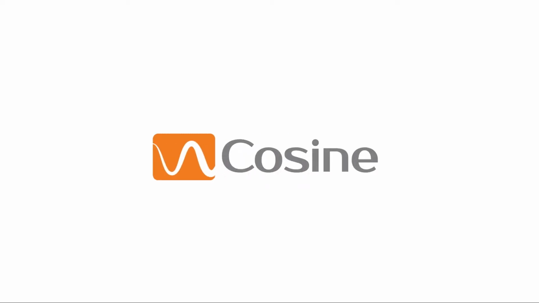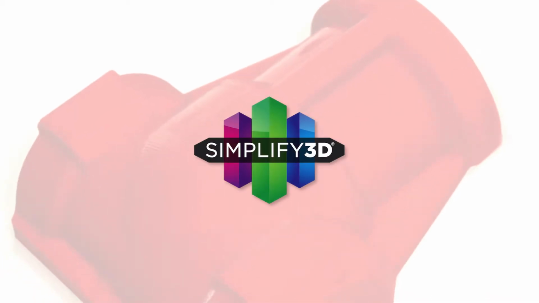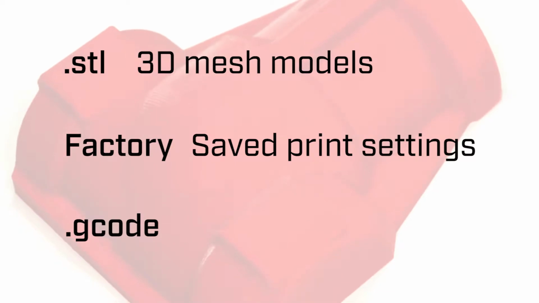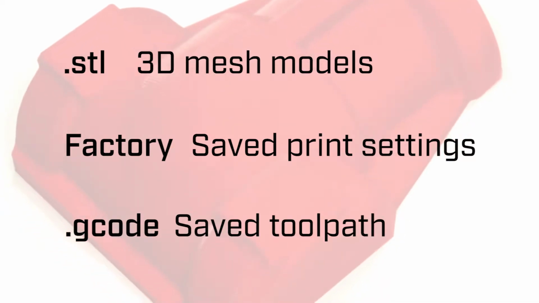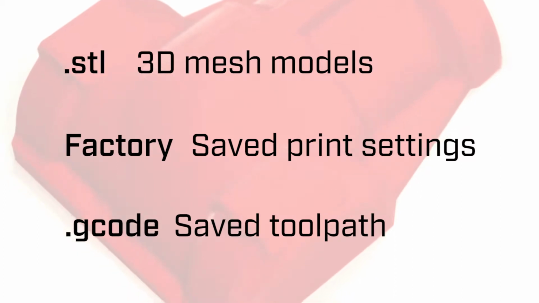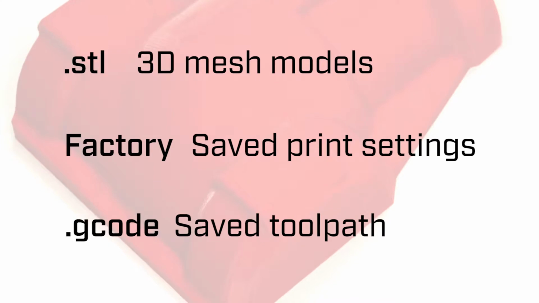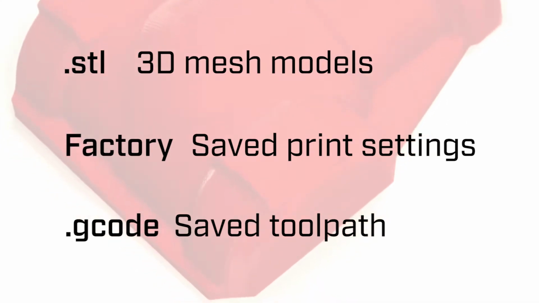Today we'll be giving you a tour of our preferred slicer program, Simplify 3D. The three file types that we use for 3D printing are STL, Factory, and G-code files. STL files are 3D mesh models, Factory files are where print settings are saved, and G-code files are where the tool path is saved. We will provide some print profiles for different materials with the purchase of a machine, which are good general slicer settings to start with. Some modifications might be necessary depending on the print's geometry.